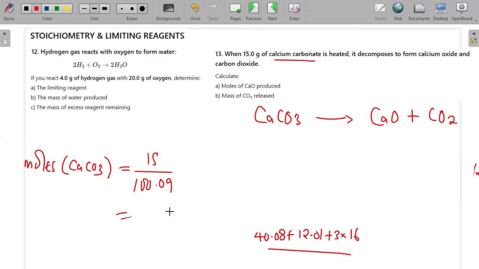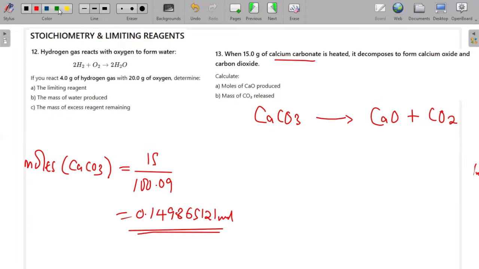So the moles of calcium carbonate are 0.149865121 moles. Here there's no need to find the limiting reactant because we're just burning this calcium carbonate, or heating it. So meaning the heat is in excess there. Okay, so there's no need to find the limiting reactant.